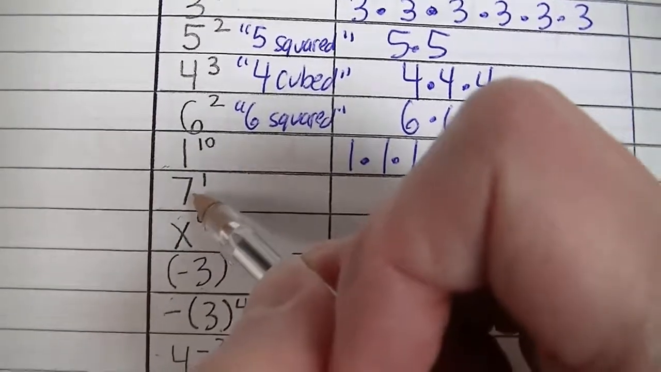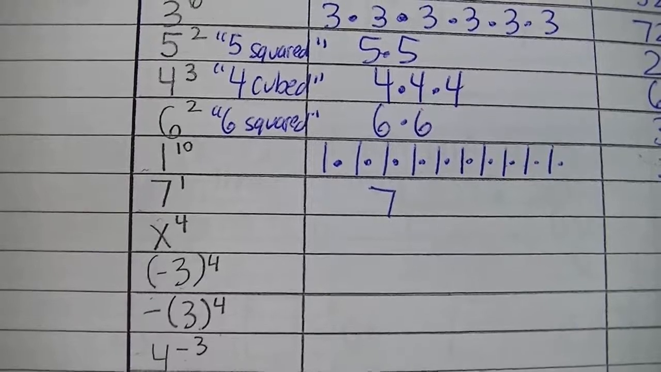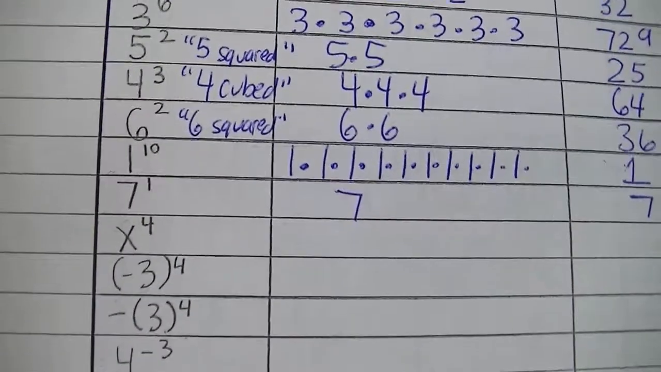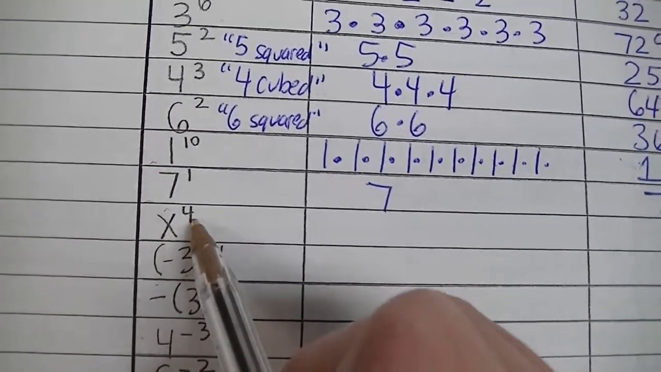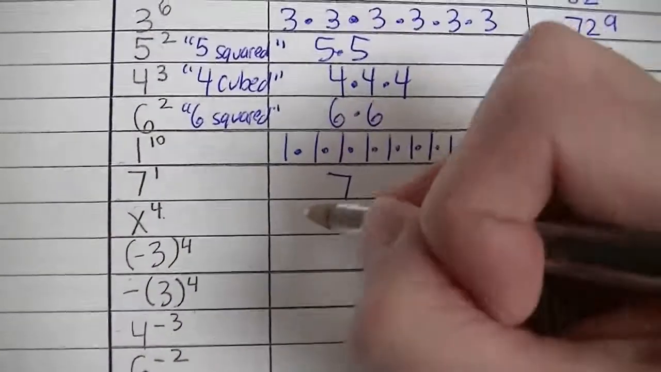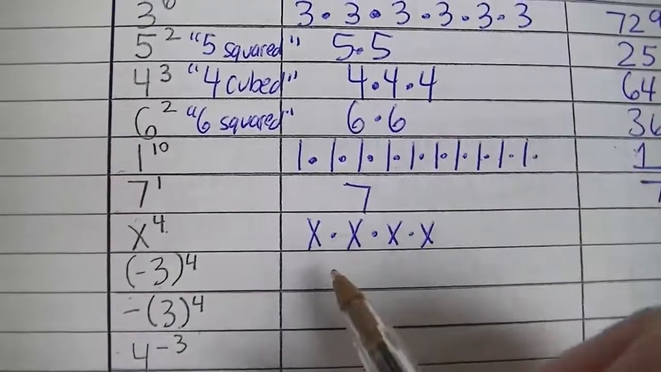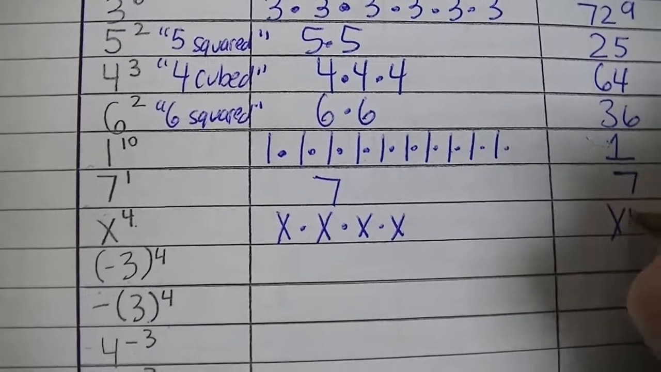7 to the 1st power. That just means multiply 7 by itself. Like that, 7 to the 1st power. And that's just 7. Okay, x to the 4th power. You're going to multiply x by itself 4 times. And we don't know what x is, so we're just going to keep it as x to the 4th power.